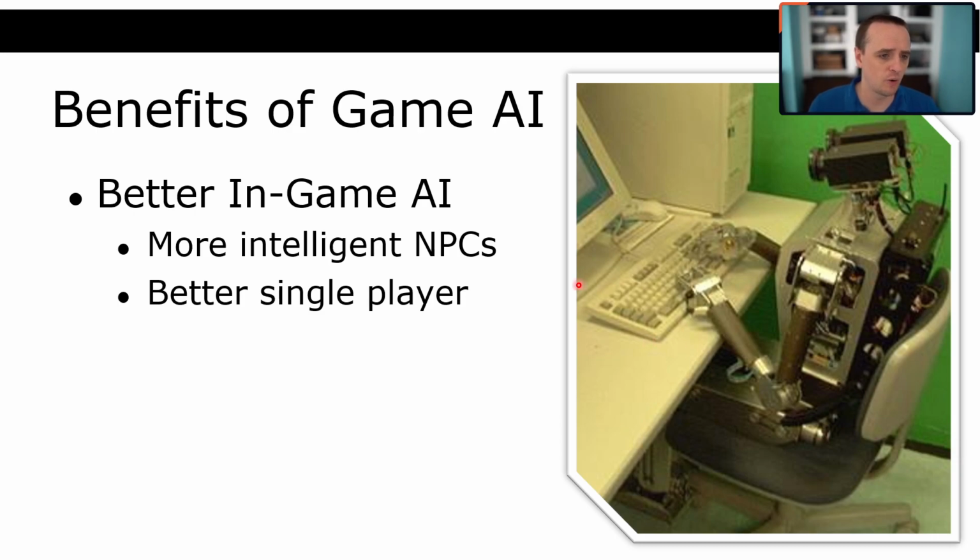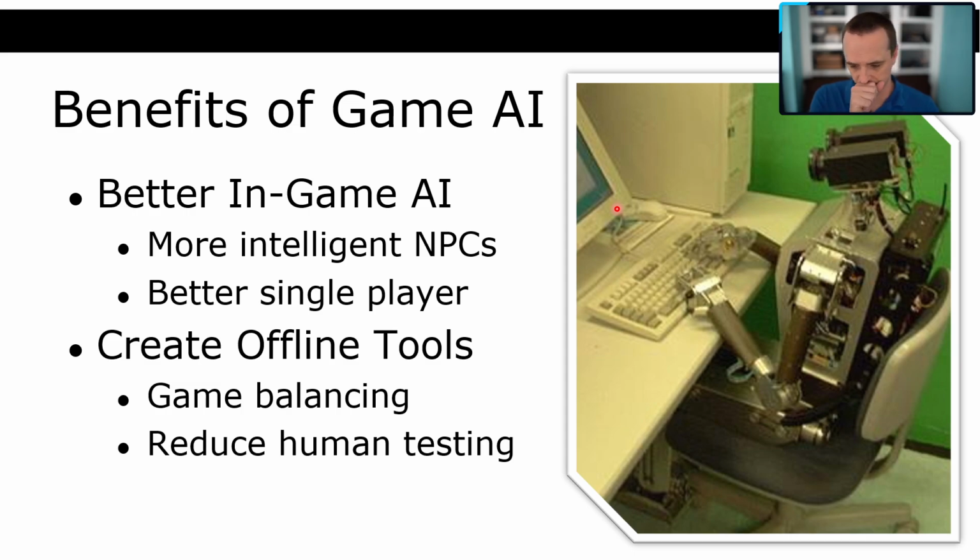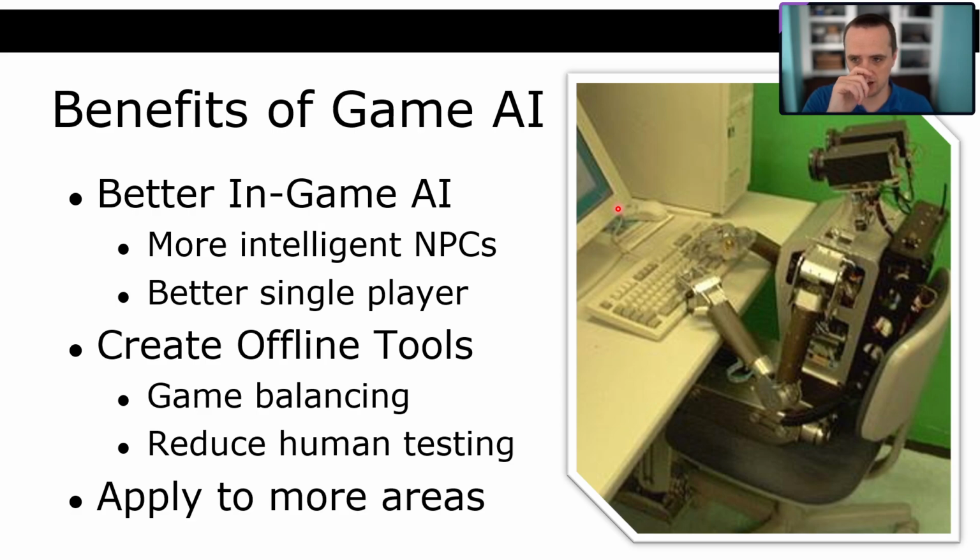What can AI do for games? Well, you can have more intelligent NPCs in your game. You could have a better single player experience. You can create offline tools. Those tools can be used for game balancing or to reduce human testing. And you can apply it to other areas of games as well.